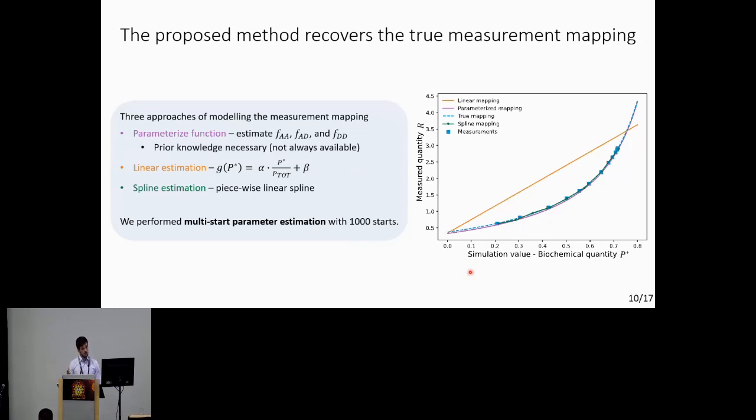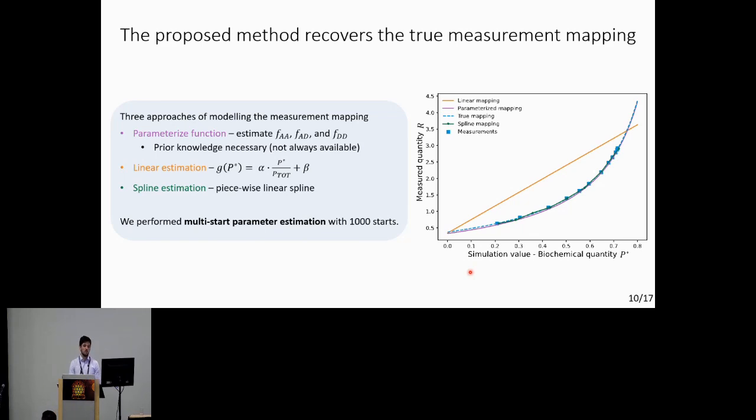Secondly, the parameterized mapping is doing pretty well, and that's something that we would guess that it should perform the best. But what's very nice to see is that the spline estimation is performing basically as well as the parameterized mapping. And the difference between these two is that the spline estimation doesn't have any prior information on what the nonlinear mapping should be.